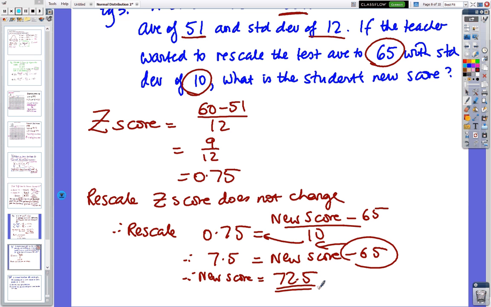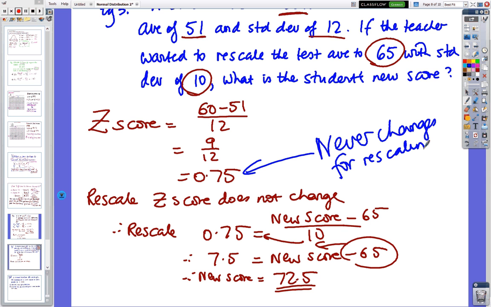Okay, so the Z-score never changes for rescaling. All you're doing is changing the score that went with it. Okay, so copy that and come across when you're ready.